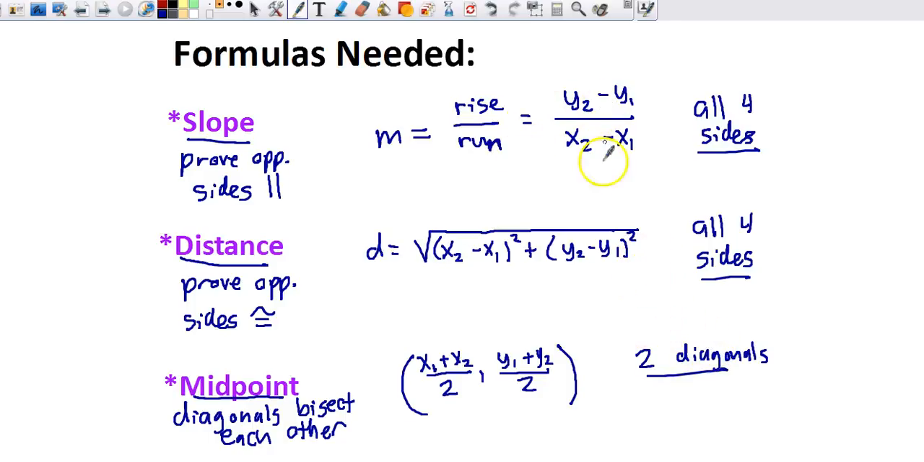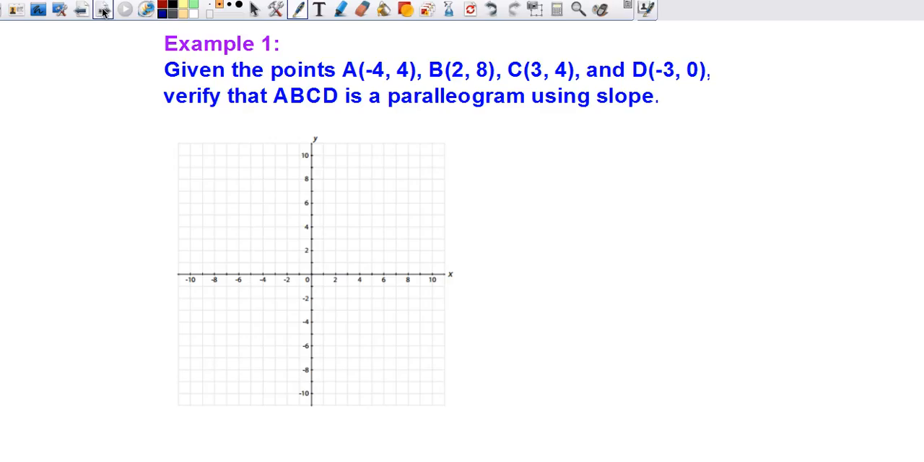So memorize these formulas. They come up in almost every math class you take. And let's get started. To start, you're given a diagram. I always try to graph the points first just to see, is it a parallelogram, just by the way it looks. That's not enough to prove it, but at least you get an idea of what you're looking for at the end. So point A is negative 4, 4.